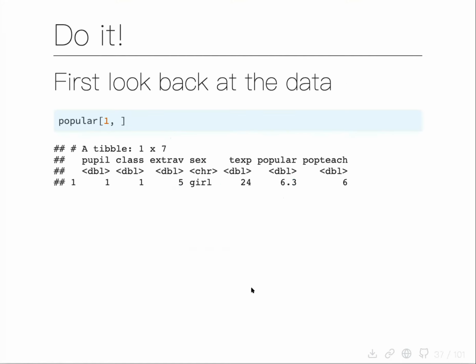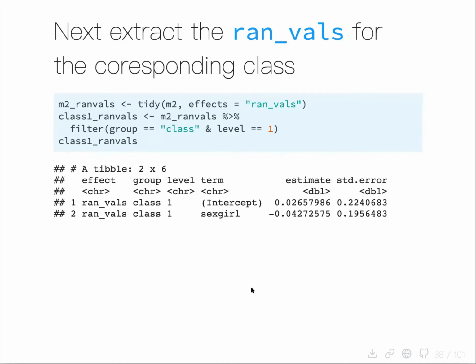So then our actual prediction will look like this. Okay, here's our first row of the data set. And we're going to extract the random values as we did before, right?